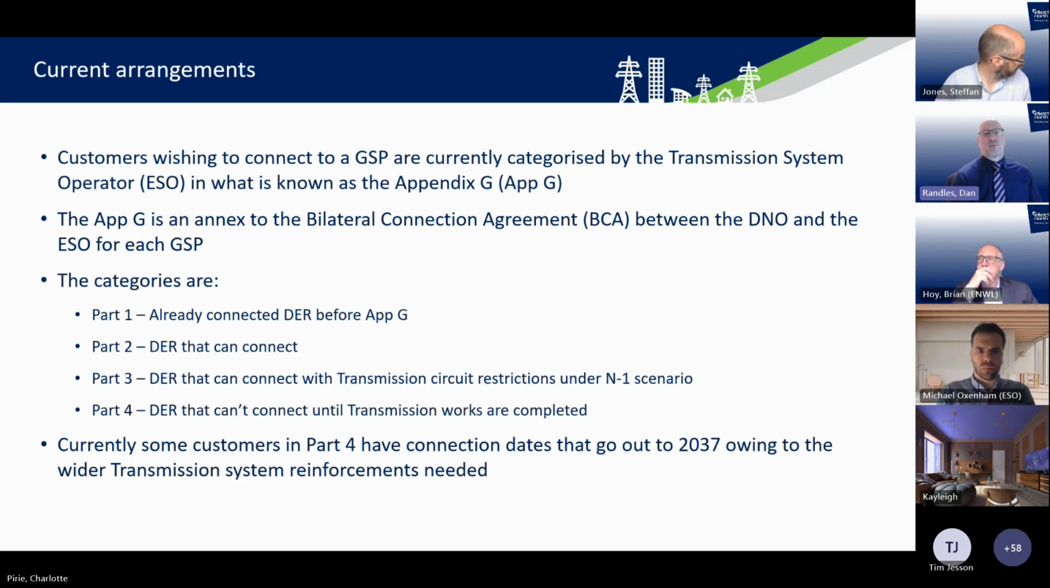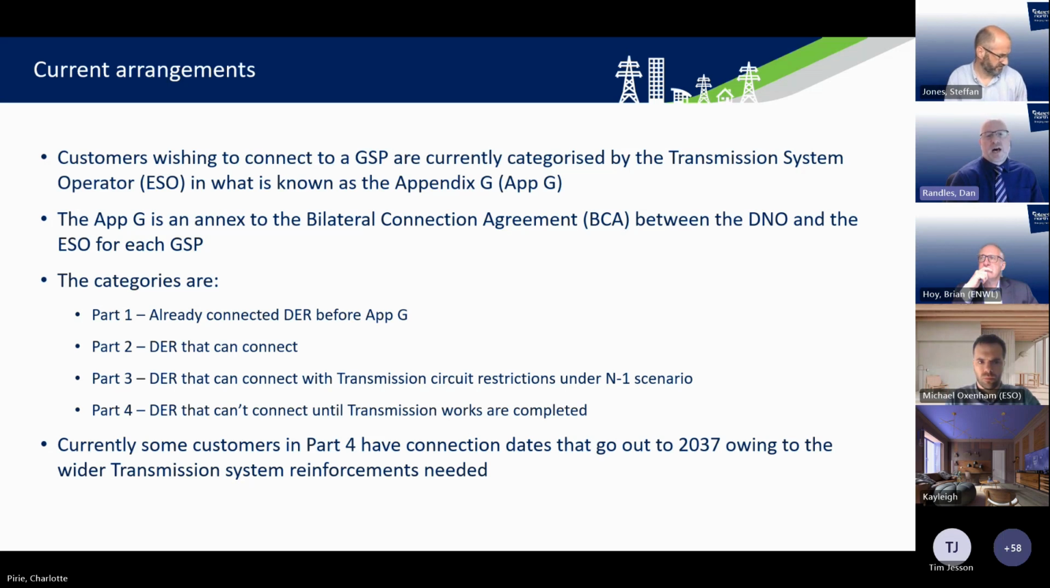Depending upon the outcome of that assessment, the National Grid will place that customer in a category in a document which is called the bilateral connection agreement. That's the agreement between the DNO and the ESO. There's one of those for each GSP. And essentially customers are tabulated in what's called the Appendix G, or App G as it's sometimes referred to. You might have heard it referred to that.